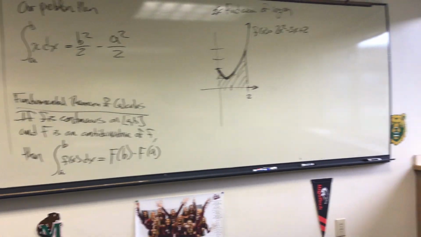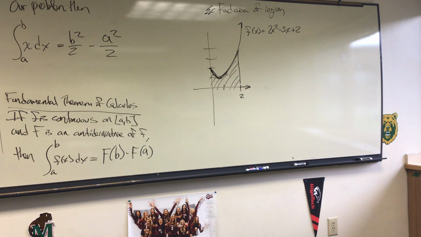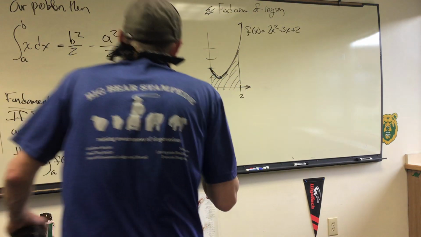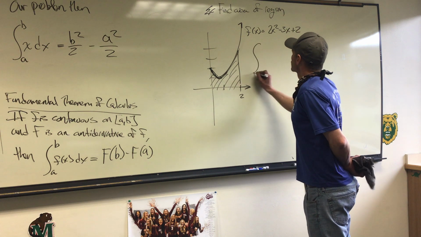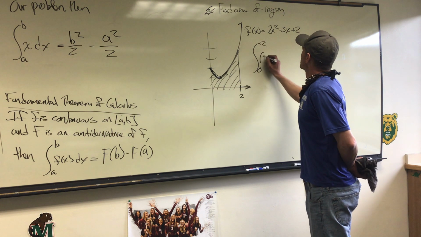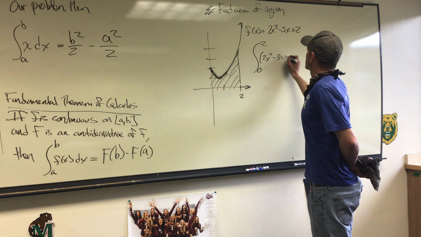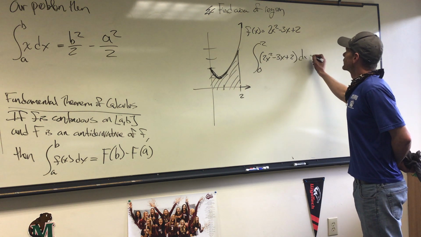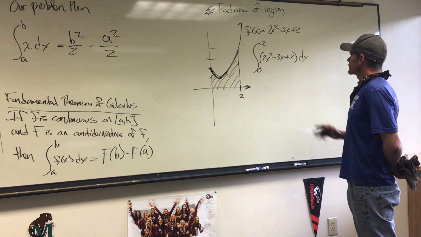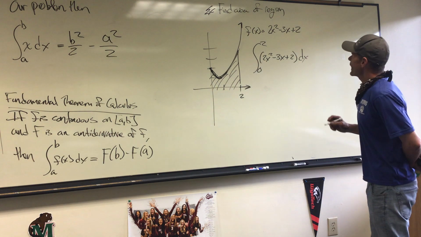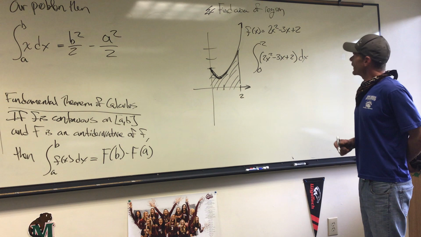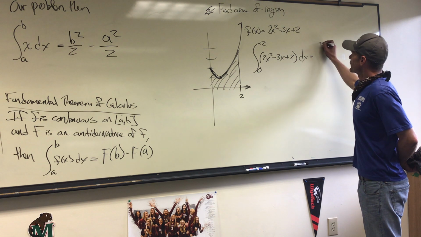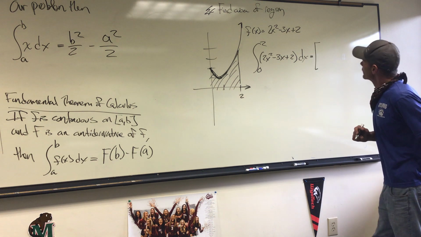Find the area of that region. The function is 2x squared minus 3x plus 2. And so let's set up the integral. The definite integral is the integral from 0 to 2 of 2x squared minus 3x plus 2. And our variable of integration is x, so we put dx there. And now how we do this is we first find the antiderivative, and I'm going to put it in some square brackets.